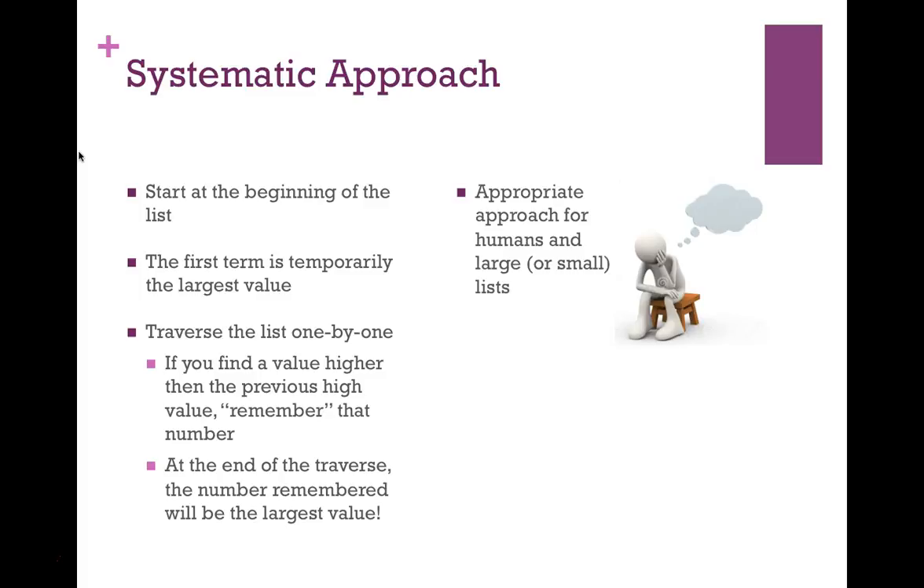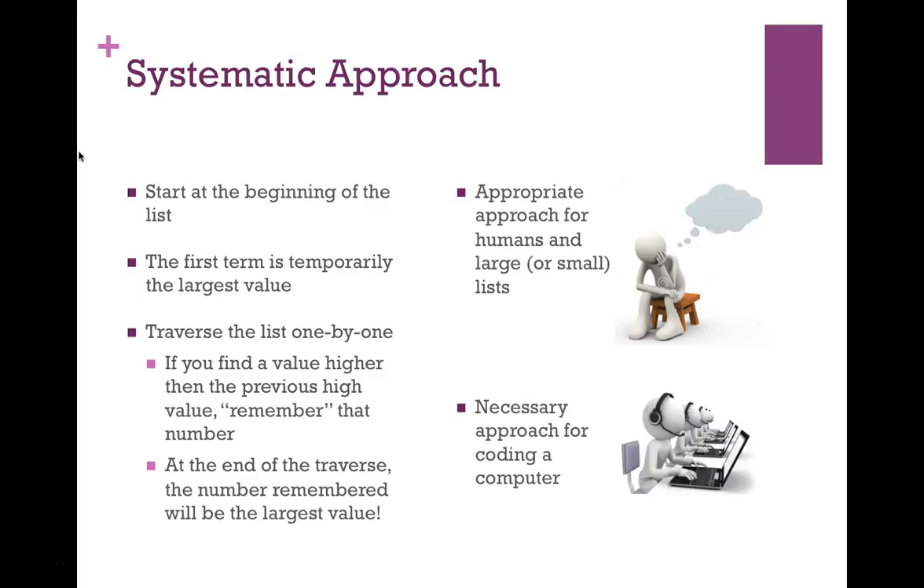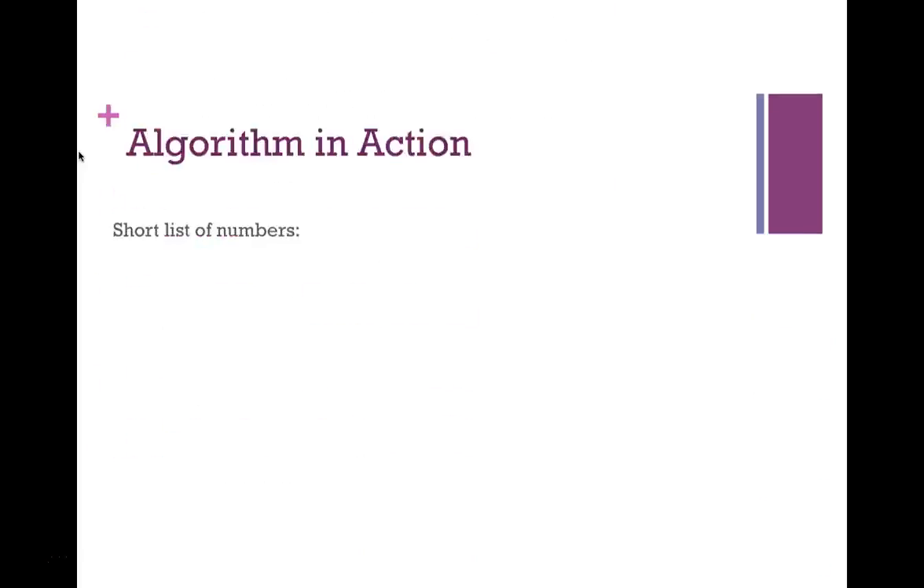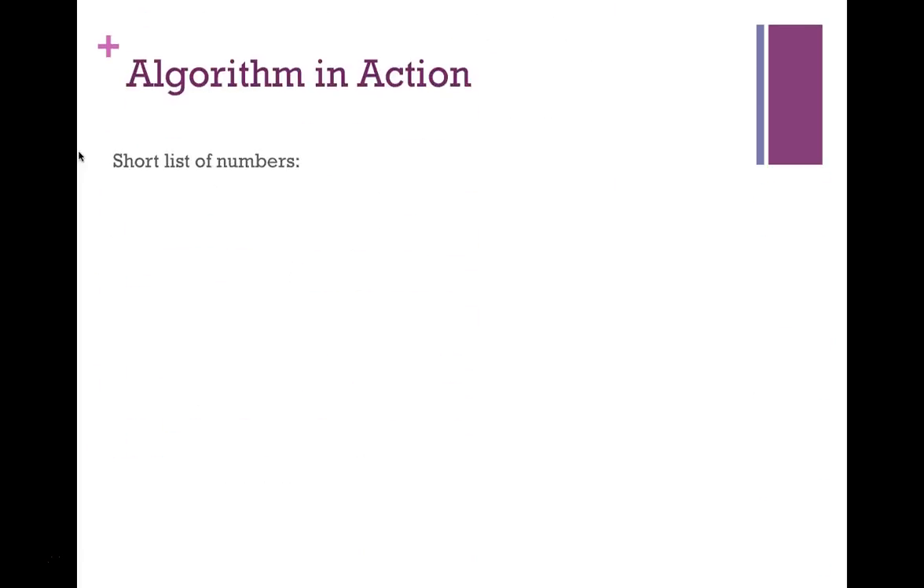This is a great approach for humans for large or small lists. It works for large lists, which is where you have to use it, or a small list you could use it, but it's not necessarily something you have to do. But for a computer, it's absolutely necessary to use this algorithm or this approach to teaching the computer, or coding the computer, to find the highest value. So let's check out the algorithm in action. How does it actually work?